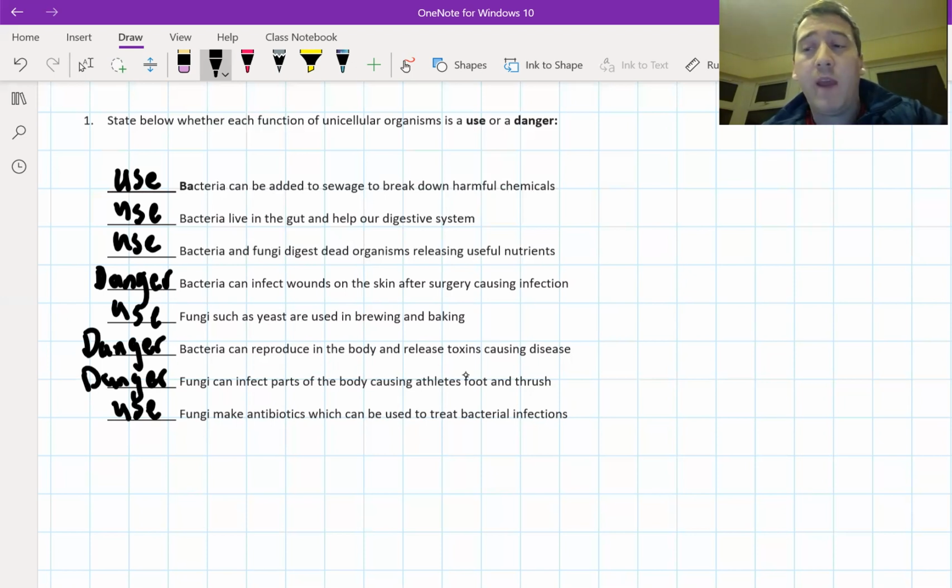So you may have known a little bit about bacteria before this, and you may have thought bacteria are always bad, but hopefully after today's lesson, you've learned that yes, some of them are bad and some of them can impact our health in a negative way. But in fact, more of these on the list here are actually uses of microorganisms or unicellular organisms.